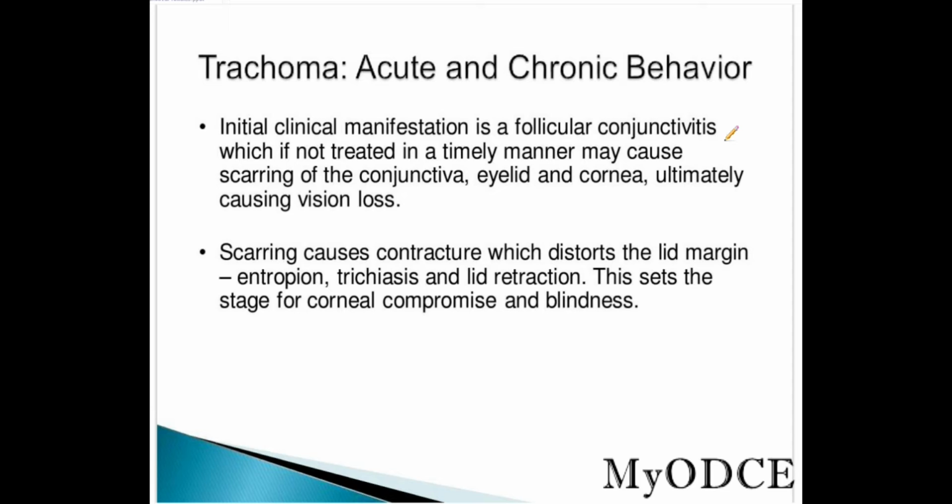Scarring causes contracture, and this is important too, because when you think of normal blinking and the mechanics of normal distribution of the tear film with blink, having normal lid architecture and anatomy is a big part of that. As the scars lead to contracture, which distort the lid margin, leading to entropion, trichiasis, lid retraction, this does set the stage for corneal compromise, chronic mechanical inflammation, and subsequent other infections as the corneal surface is compromised and you don't have normal distribution of the tear film and its antimicrobial components. Too much corneal scarring, ultimately you have corneal blindness.